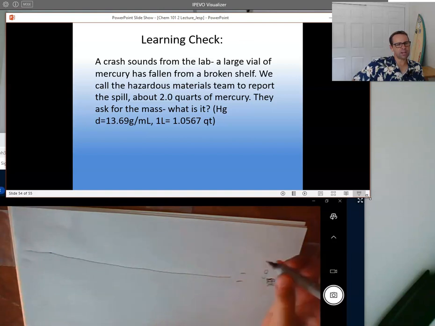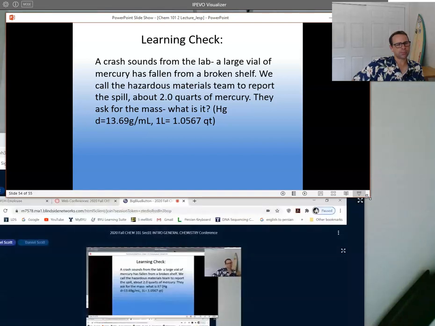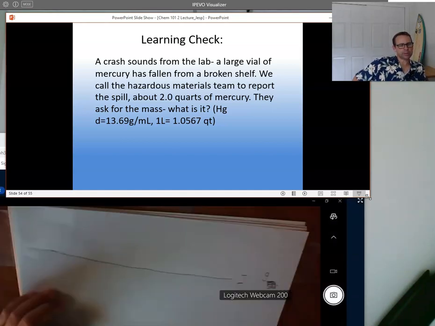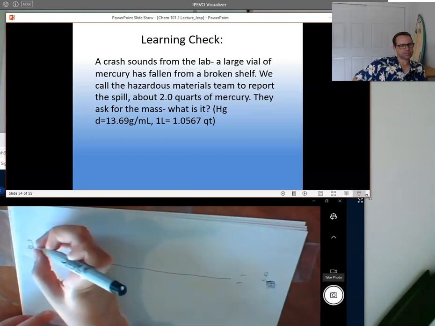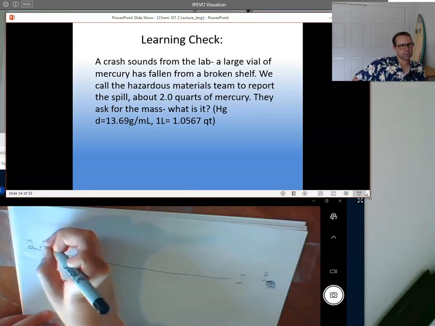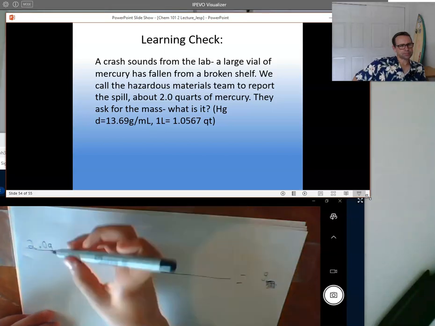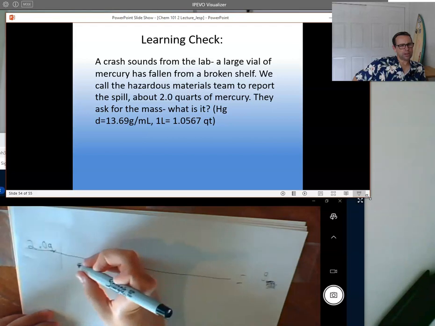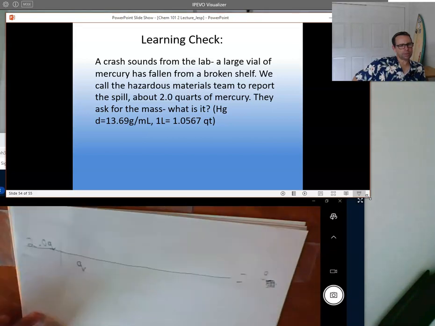You have to look back at the slide to find out what we start with, or do you know what we start with? Quartz. Good. So we can call it just Q. 2.0 Q. Good. Very good. And then we know quartz goes there. Excellent job. Now we have to look back at our slide and see what we can convert quartz to.